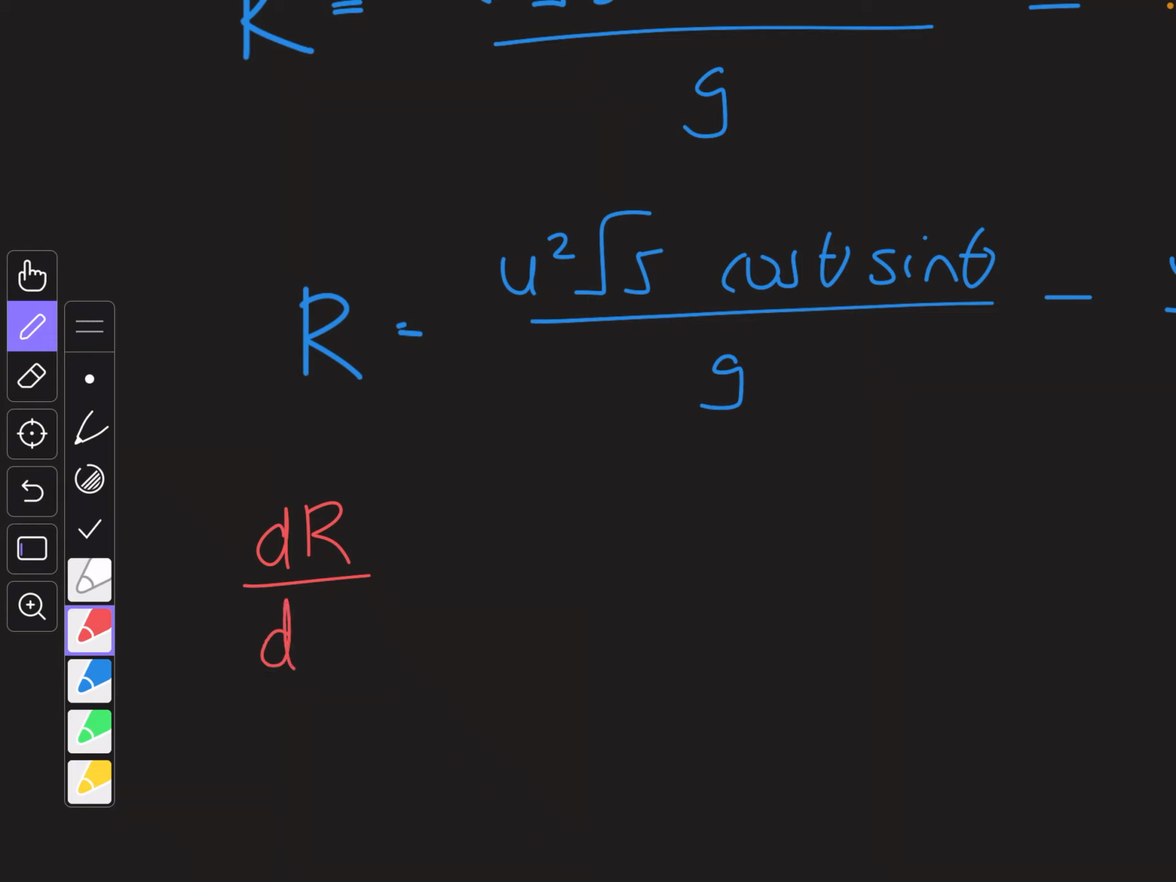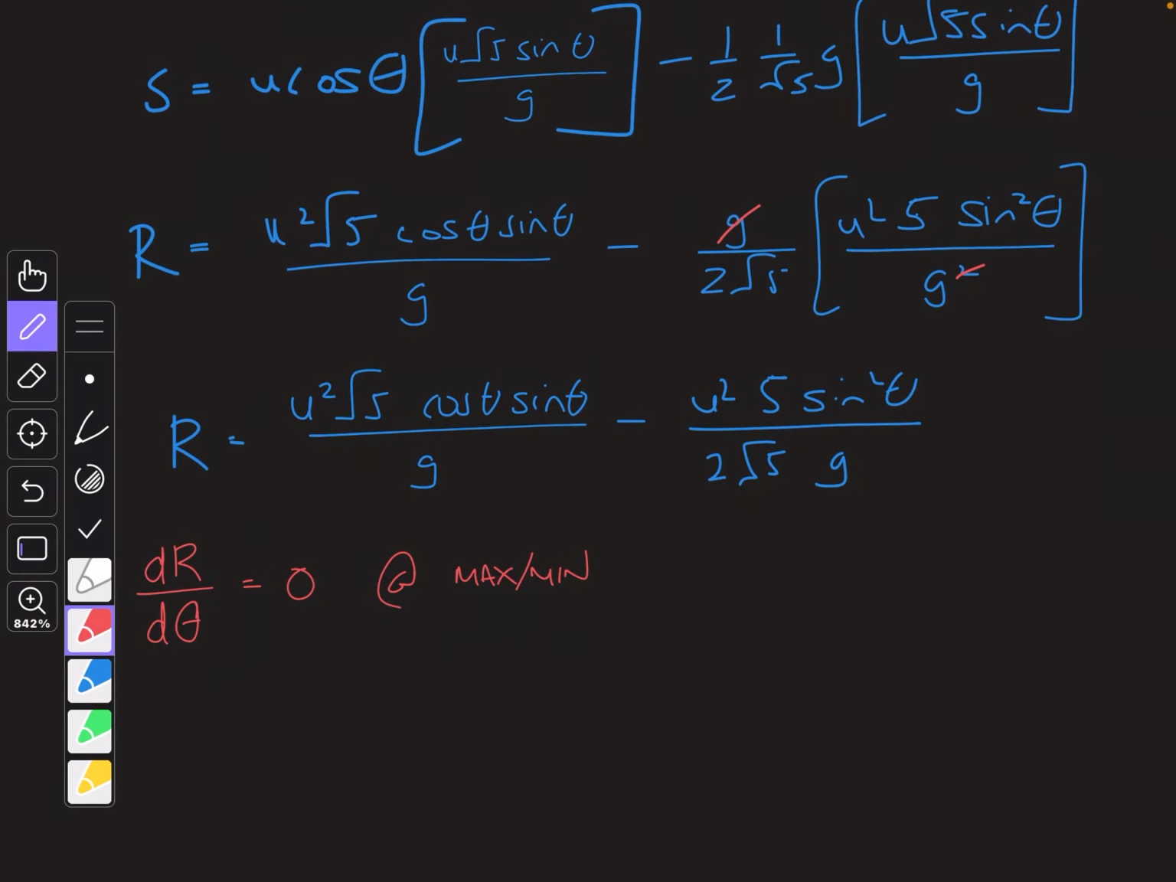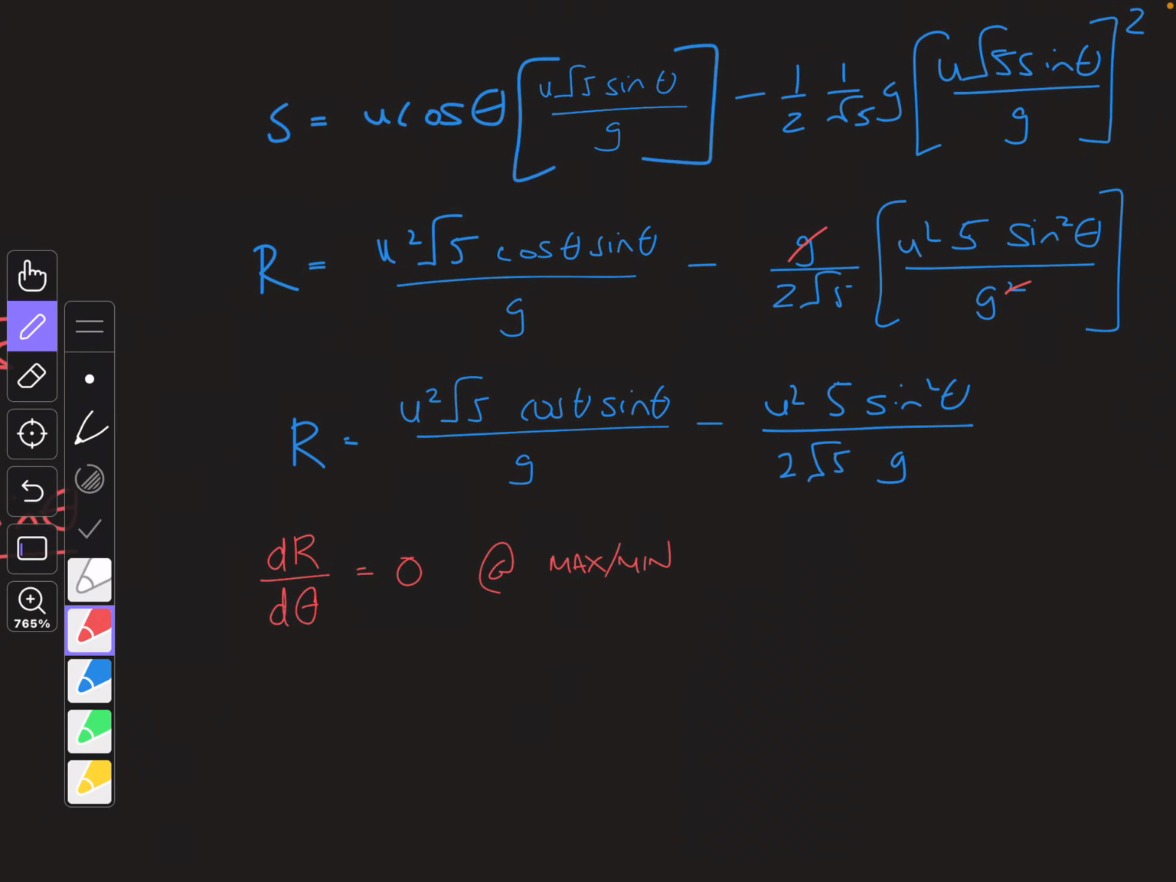I'm going to differentiate it, and in this case, I'm going to differentiate it with respect to the other variable I don't know, which is theta. Really that dictates, you're trying to say, what angle would I send this up at to get the maximum? So I'm going to say at max/min. Just before I differentiate it, let's look at some constants and maybe some things we can take out to make our life a bit easier.